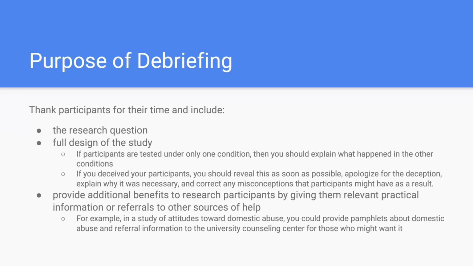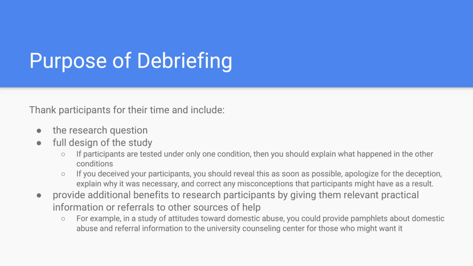So you might have not shared the original purpose of the study, and you could just tell them that we didn't want to share the purpose of the study beforehand in case that could influence the results. But you just apologize for any deception that there might be, and then correct any misconceptions. So if you gave them false information, you want to make sure you tell them that it's false.